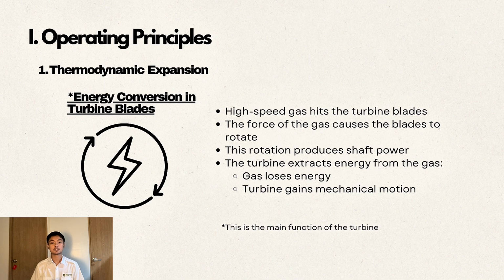And now, turbine blades or energy conversion. Now, in this part, the high-speed gas hits the turbine blades. This force makes the blades rotate, producing shaft power. So, habang nawawala yung energy sa gas, napupunta naman sa turbine sa mechanical motion.